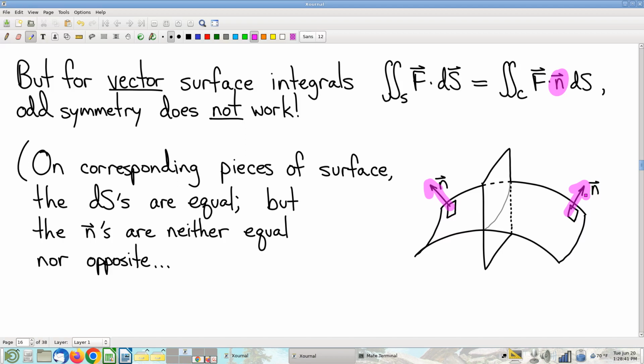And odd symmetry just doesn't fit. Right? So please be careful with this. If you find yourself looking at a vector surface integral, there is no odd symmetry theorem.